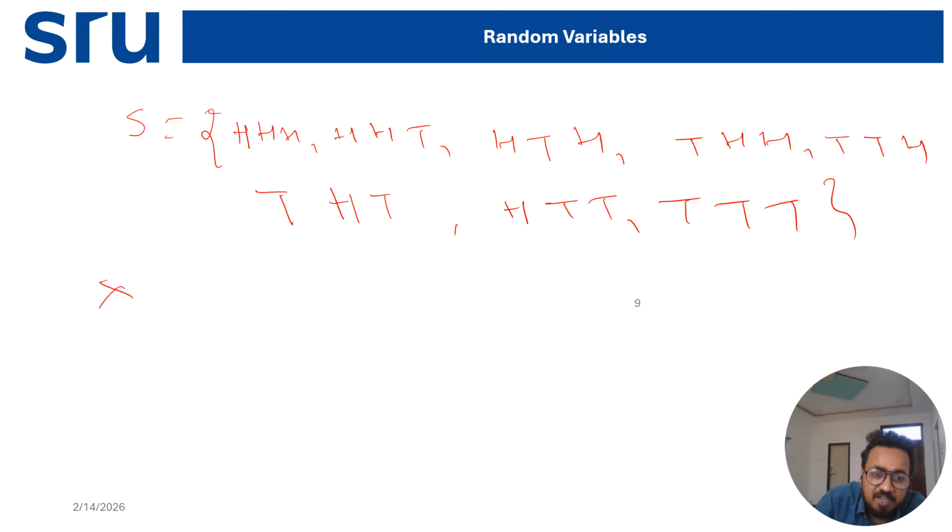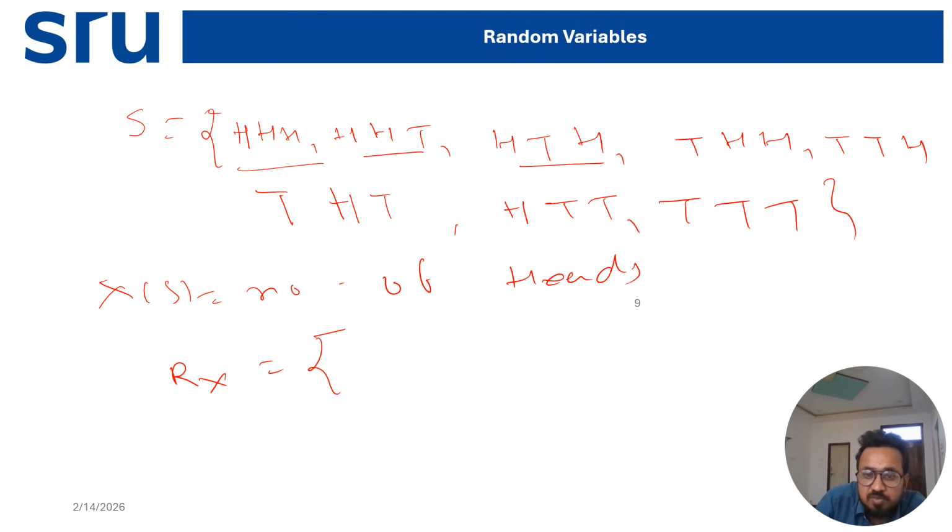And if we define the random variable X(s) equal to the number of heads, then what is the range or space of this random variable? For these three, this is 2, this is 2. For this it is 3, this is 2, this is 2. Here this is 2. Here 1, here 1, here 1, and here 0. So the Rx will be 3, 2, 1, 0.